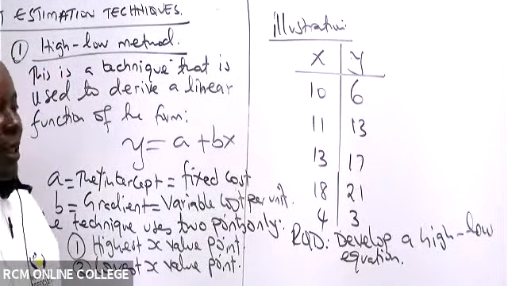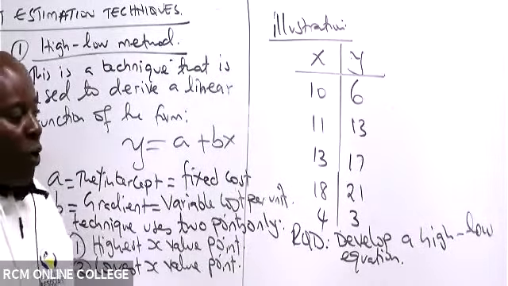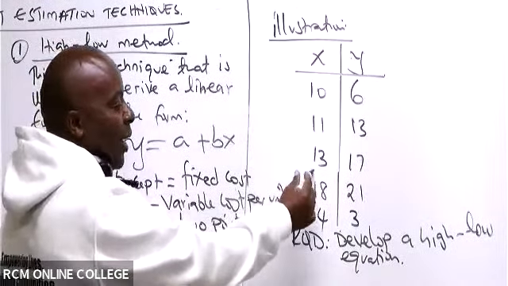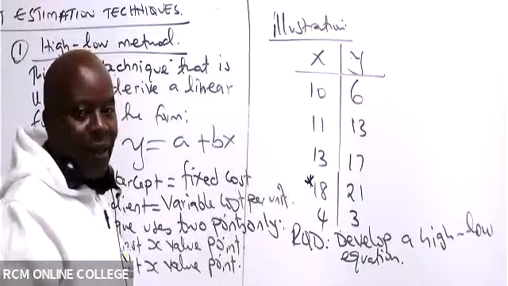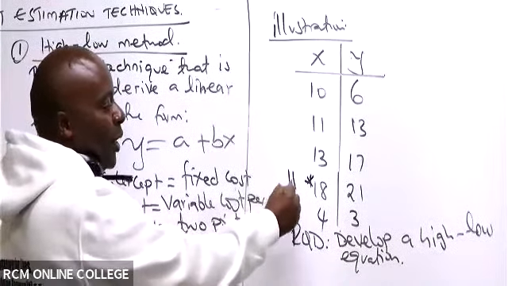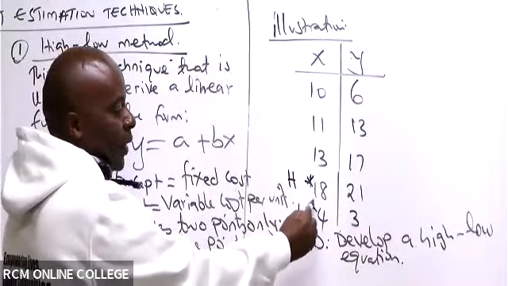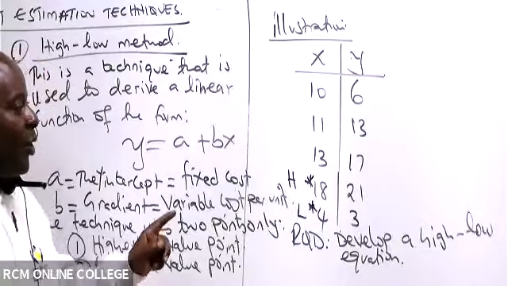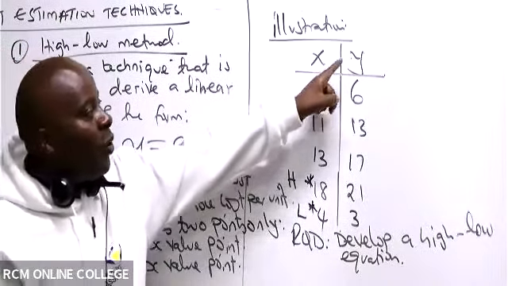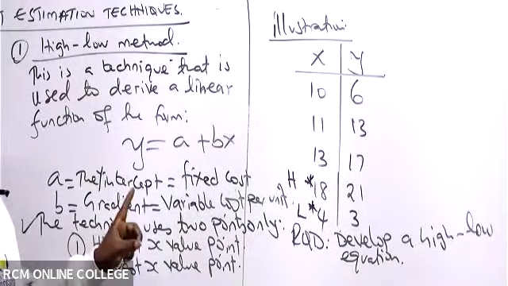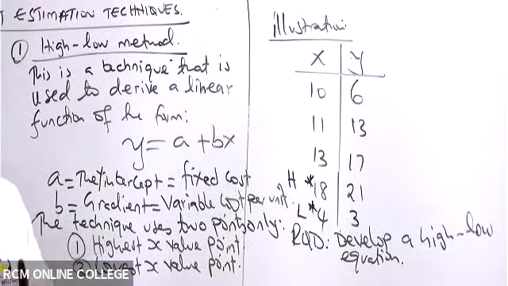So remember, it is highest x and lowest x here. Which one is the highest x here? 18, isn't it? 18 is the very highest. And amongst all these points, which one is the lowest? It is this 4, isn't it? But you don't start looking at whether y is the high. No, we only use the highest x value point and the lowest x value point.